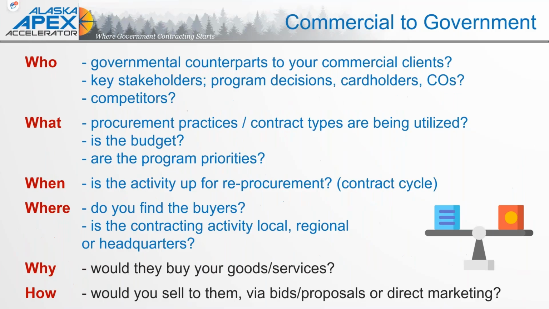Okay, so let's talk again. Commercial clients and who are those government counterparts? On the federal side, the key stakeholders, the program decision makers, card holders, contracting officers, and again, those competitors, who are they working with for that government? And here, when I say government, I am talking all the way from federal to state to municipal, to the borough, down to our school districts, to police and fire, those emergency services, all of those various levels of government that are paid by some sort of tax base. All of that is under that realm of government contracting.